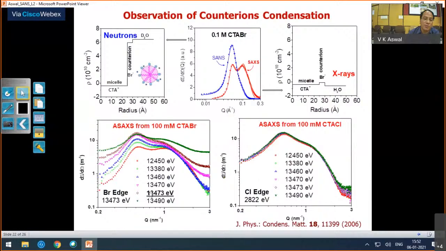So this is the bromine edge, and what you do is you vary energy near the edge, and then you can see your scattering profile is changing because the contrast for the bromide is changing. However, if you take the same system with chloride counterions and change the energy near the absorption edge of bromide, same energy basically, you don't see any change. So what does this mean? By changing the energy near the absorption edge of the bromide counterion, you are changing the contrast for bromide, right? And hence the scattering pattern is changing. If you want to differentiate bromide from chloride, you can use this concept of anomalous small angle X-ray scattering.